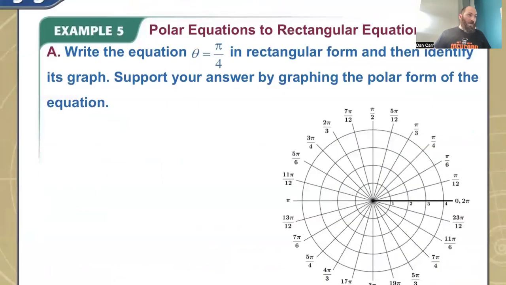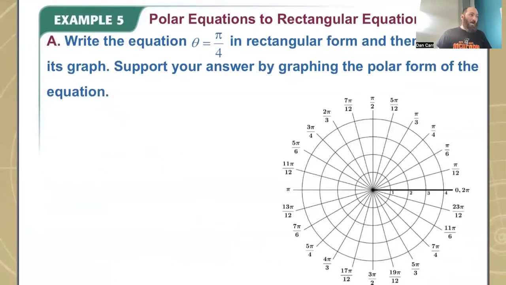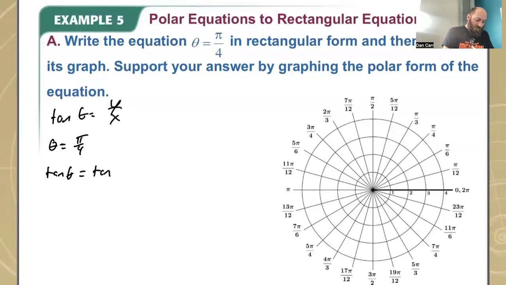Next one: write the equation theta equals pi over 4 in rectangular form, and then identify its graph. So remember from before that the tangent of theta is equal to y over x. In this specific case, theta equals pi over 4, so the tangent of theta is equal to the tangent of pi over 4. Well, tangent theta is y over x, so I'm going to replace that with y over x, equals the tangent of pi over 4.